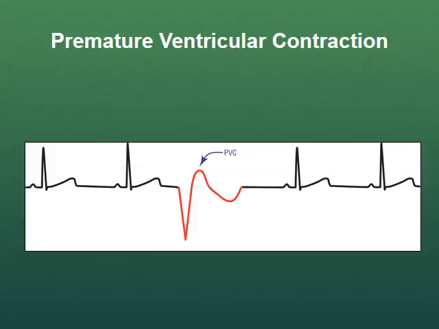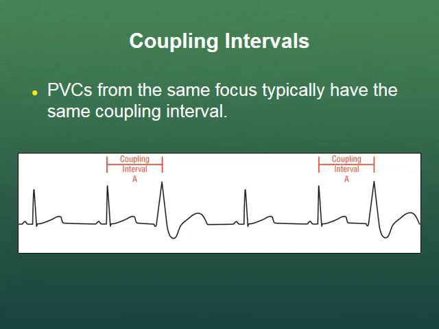So here's our example of a premature ventricular contraction. It occurs sooner than expected, wide and bizarre, pretty easy to pick out. These are not too difficult to distinguish. So PVCs from the same focus, if they're coming from the same irritable cell, typically have the same interval. So we see the first PVC here, and the distance it came from the previous wave. And we look at the second one. That's usually going to be the same. So if you notice that, we're going to realize that that's coming from one individual cell.